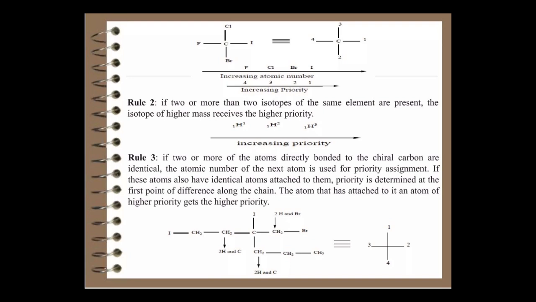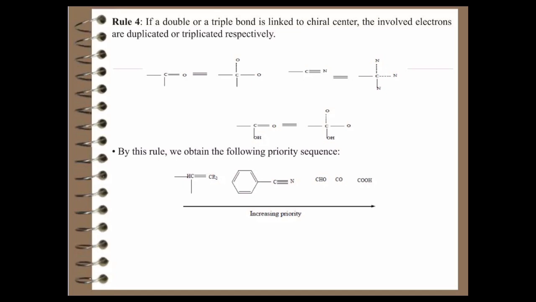Rule number 3. If two or more of the atoms directly bonded to the chiral carbon are identical, the atomic number of the next atom is used for priority assignment. If these atoms also have identical atoms attached to them, priority is determined at the first point of difference along the chain. The atom that is attached to an atom of higher priority gets the higher priority. Rule number 4. If a double or a triple bond is linked to the chiral center, the involved electrons are duplicated or triplicated respectively. By studying this rule, we obtain the following priority sequences, which means increasing priority.